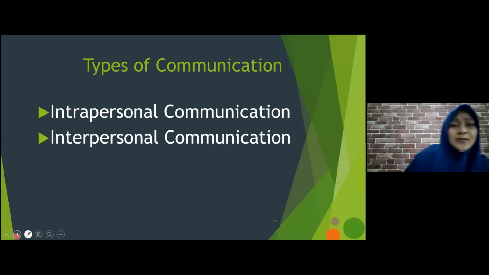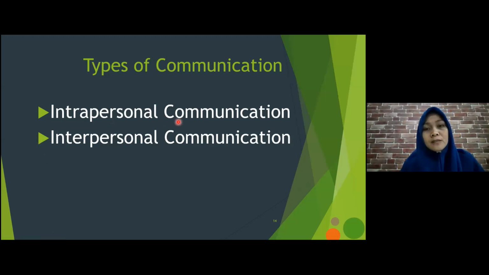Then the types of communication. There are two types of communication: intrapersonal communication and then interpersonal communication. Intra means internal, inter means between, from someone to another. It's called inter, right? So intra is internal, interpersonal means to others. Okay, let's see more.